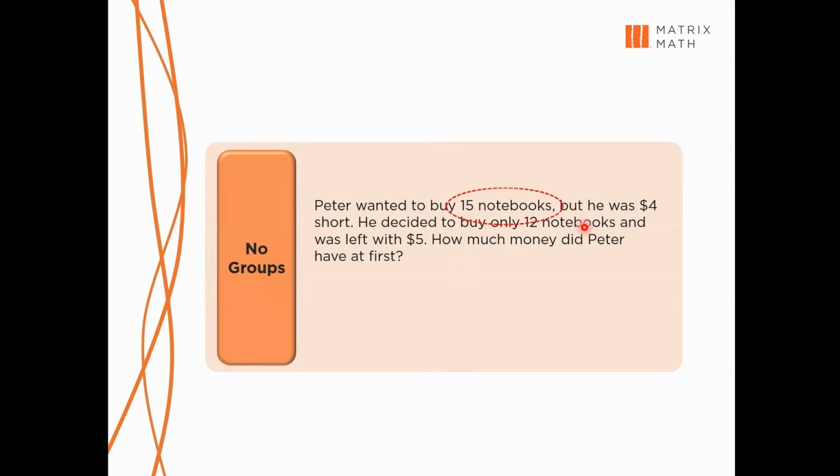So what do I mean by that? When I say 15 notebooks, am I packing them into groups of 15? No, right? He just wanted to buy 15. That's all. It's not 15, 30, 45, and so on. It's not multiples of 15. There are no groups here. So with that, we don't use the listing method, we use the model method instead.